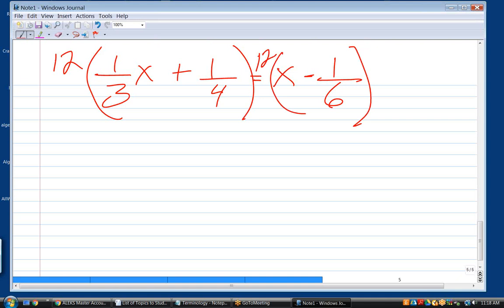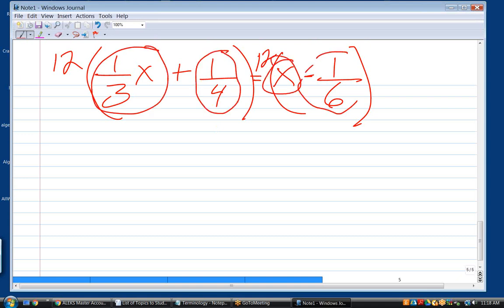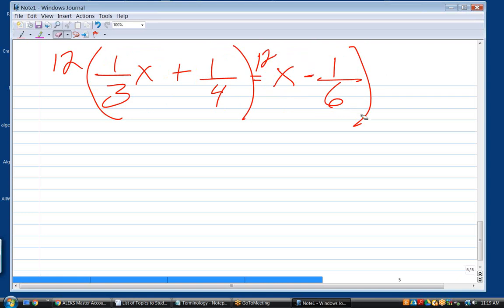Now, what that means is we're really multiplying every single term by 12. In other words, we have to multiply that term by 12, we have to multiply that term by 12, this term, and this term. That's what we're actually doing. So the next stage is to get rid of parentheses.